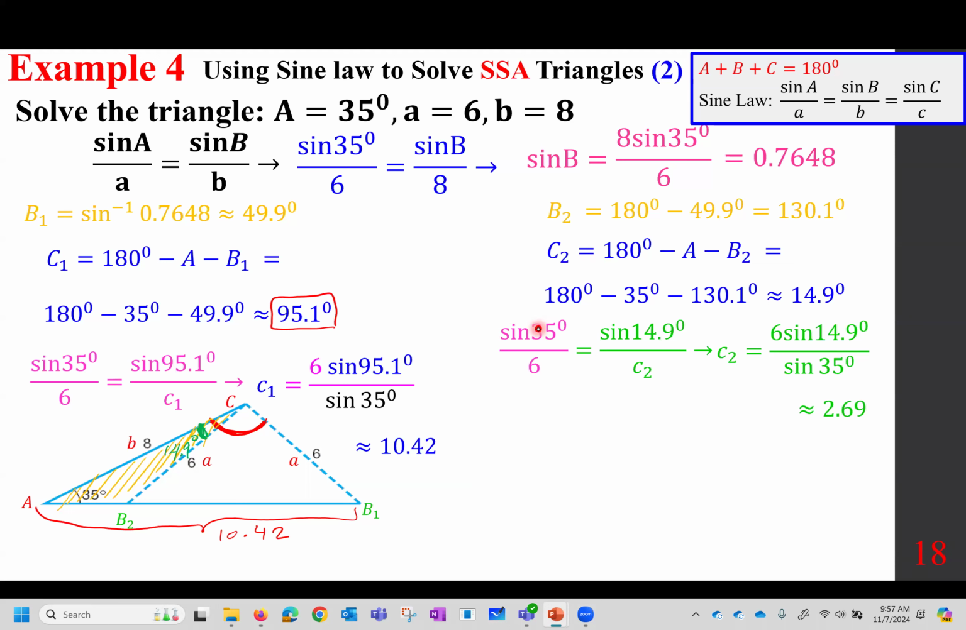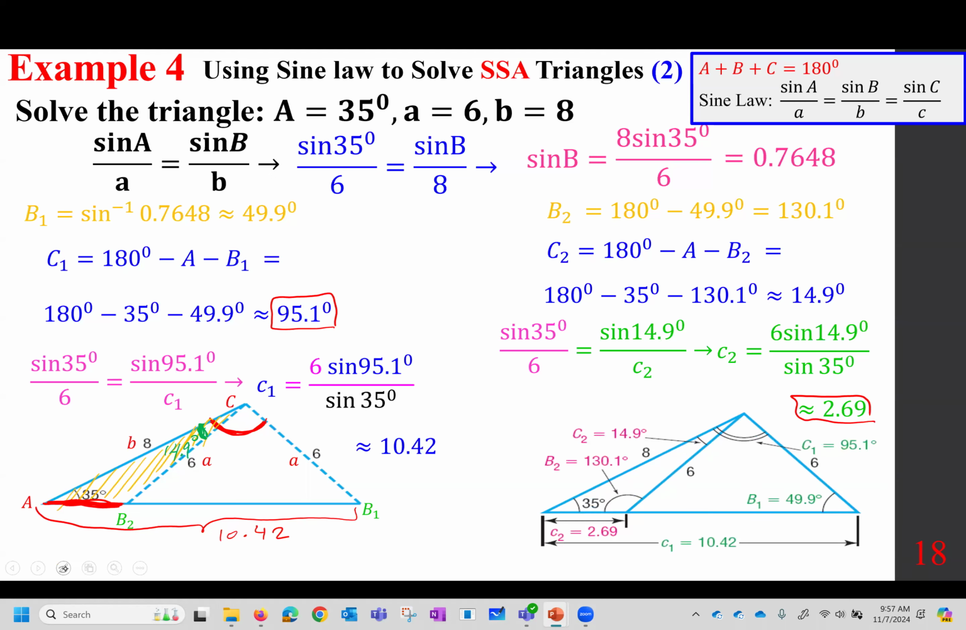Putting it into a calculator results in 2.69, which means what? This distance is 2.69. That's what it means. So let's write all of this here. Take a look.